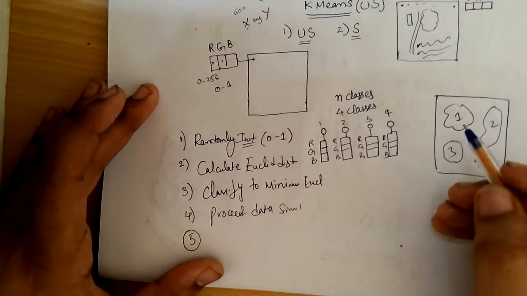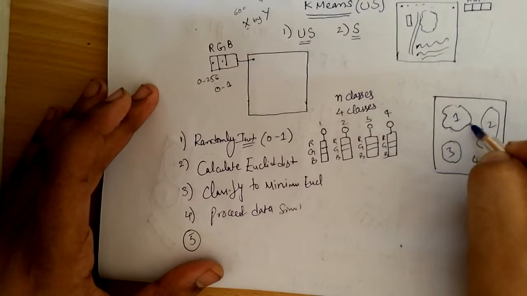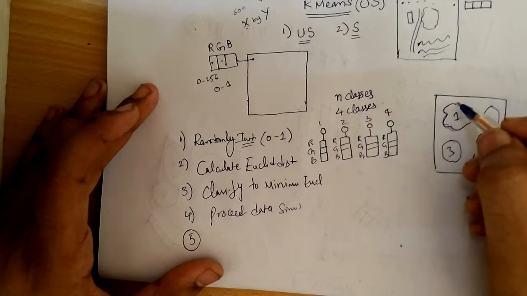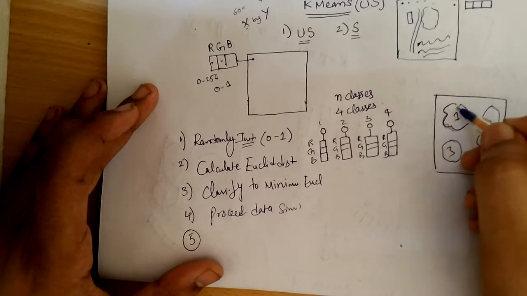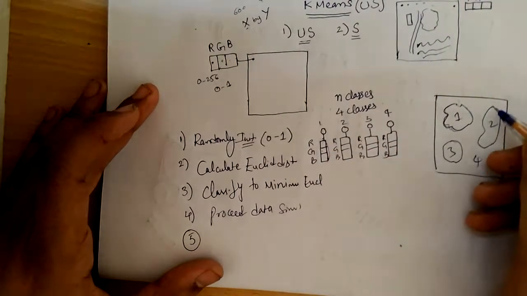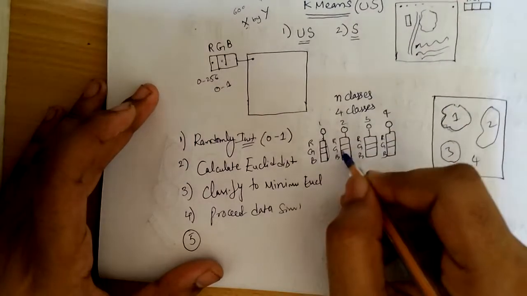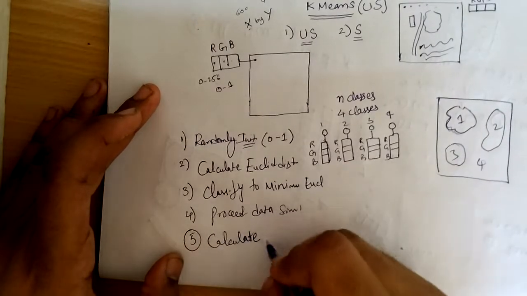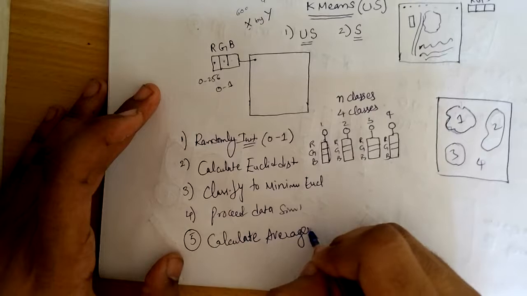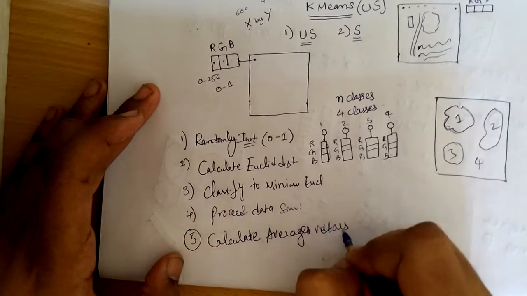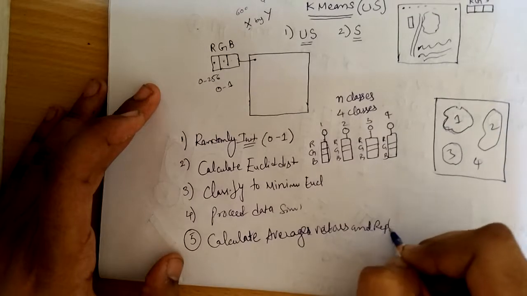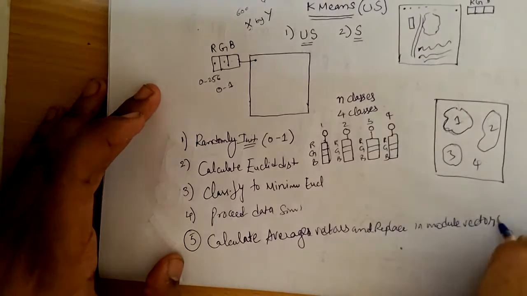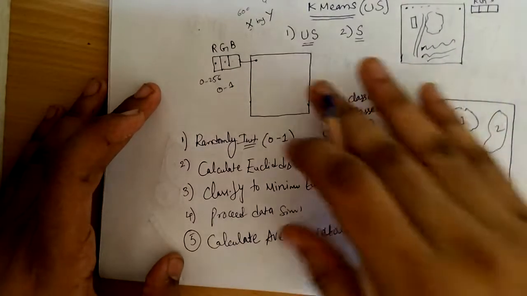For that, we are going to calculate the average vector. This is a vector, right? So we calculate the average vector of the pixels which belong to class 1 and replace it here. Then calculate the average vector of class 2 and replace it in class 2. So after proceeding through the whole image or data, calculate the average vectors and replace the old vectors. Now, guys, what we have is a completely different set of mean vectors and the same image.